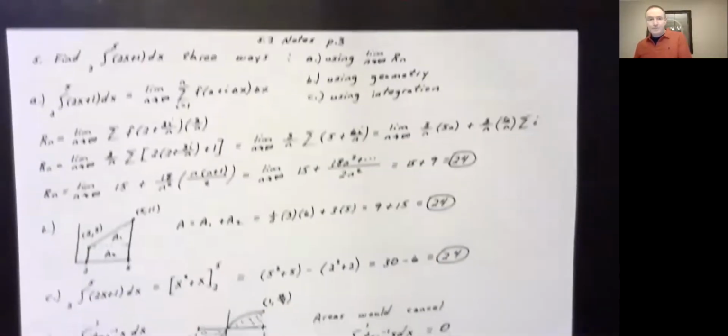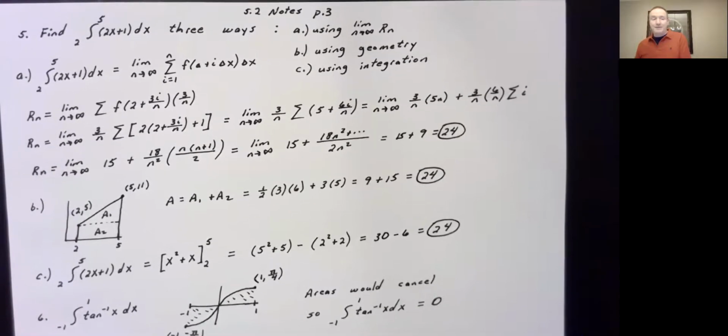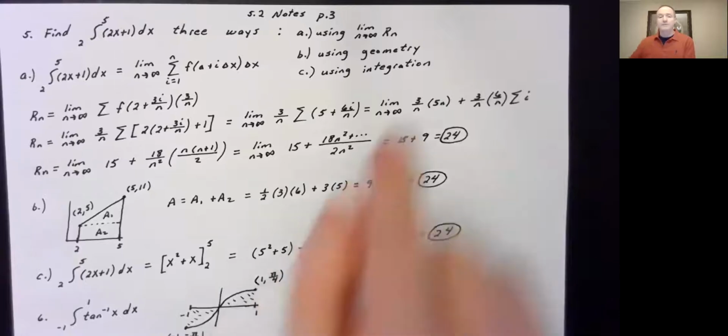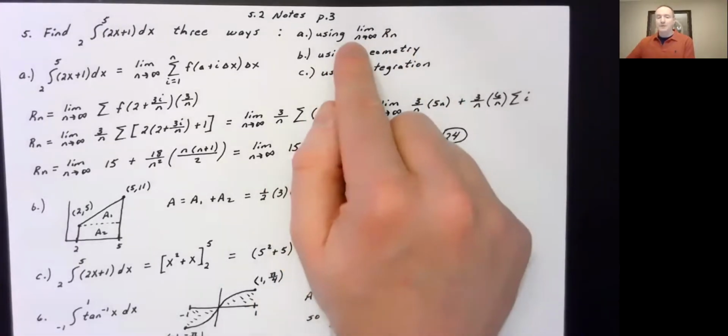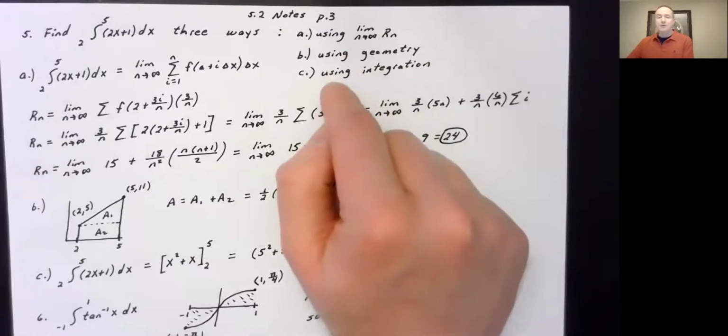Now, moving to a problem which I think summarizes what we're doing pretty nicely. For this one, I'm wanting us to find the integral from 2 to 5 of 2x plus 1 with respect to x 3 ways. The first way, using an infinite Riemann sum. The second way, using geometry. The third way, using integration.